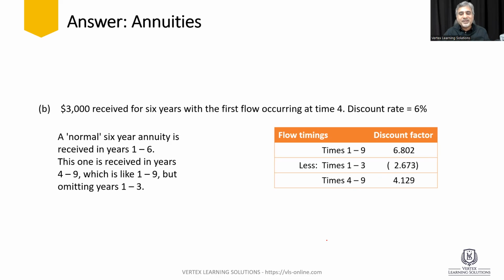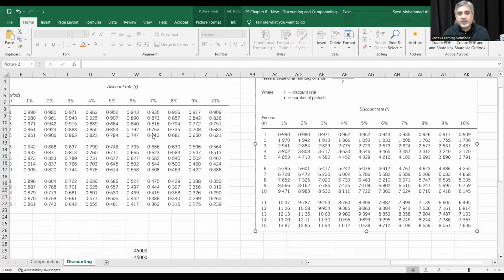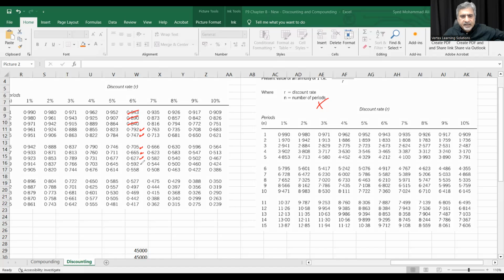If you want to make your life complex, let's suppose I don't have an annuity table, what can I do? I only have a discount table. So years 1 to 3, I will ignore. So this one, plus this one, plus this one, and this one: year number 4, 5, 6, 7, 8, and 9. If you make a total of these numbers, it will give you the same answer.